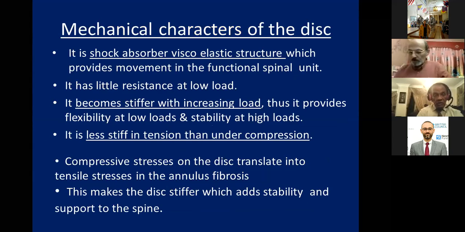Mechanical characteristics of the disc. It is a shock absorber, a viscoelastic structure, which provides movement in the functional spinal unit. It has little resistance at low load. It becomes stiffer with increased load. Thus, it provides flexibility at low loads and stability at high loads. It is less stiff in tension than under compression. Compressive stresses on the disc translate into tensile stresses in the annulus fibrosus. This makes the disc stiffer, which adds stability and support to the spine.